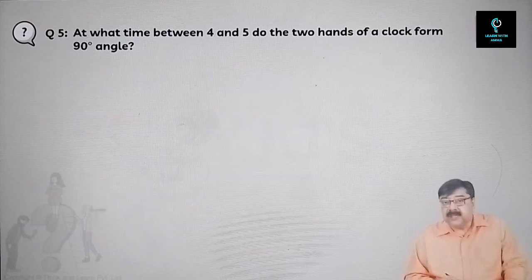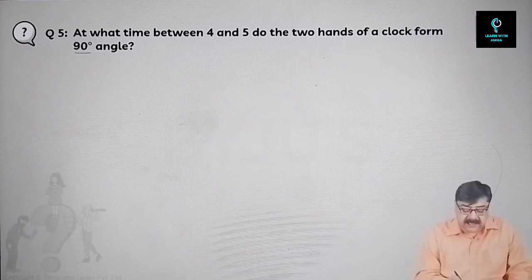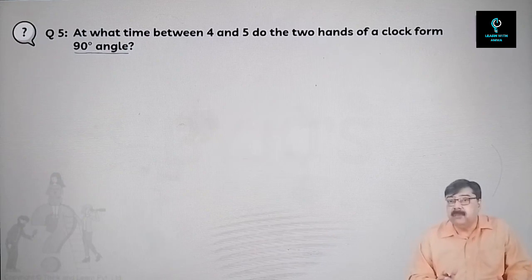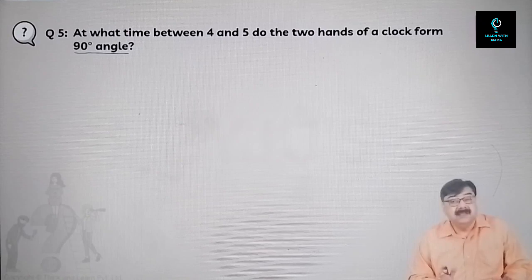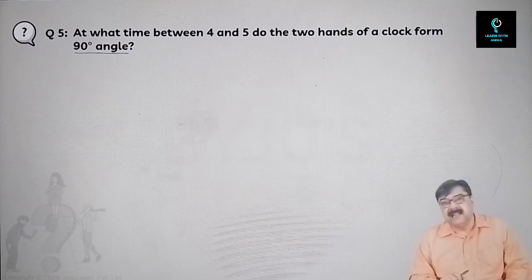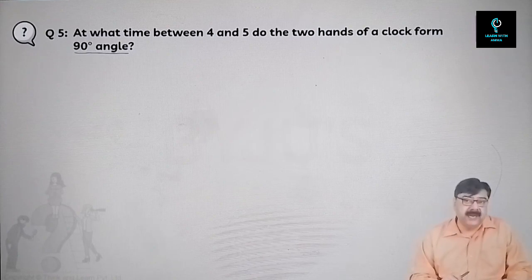Now look at this question. At what time between 4 and 5 do the two hands of a clock form 90 degrees angle? Now you have to find out these timings, and you know, between 4 and 5, 90 degrees angle should have been formed between the two hands of a clock exactly 2 times. So there must be 2 timings between 4 and 5 o'clock when the two hands of a clock form 90 degrees angle. Now how to find out these 2 timings?